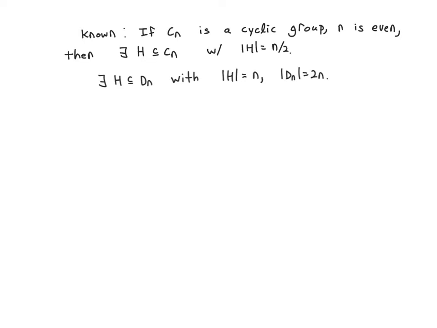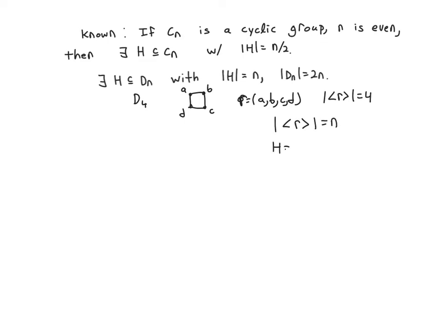Similarly, look at the dihedral group, which has even order. The dihedral group also has a subgroup that consists of half the elements. So for instance, let's look at D4, the symmetry group of the square. While the rotation is a 4 cycle, so the subgroup generated by the rotation is a cyclic group of order 4. And in general, the subgroup generated by the rotation has order n. So you could take H equal to the rotation subgroup.